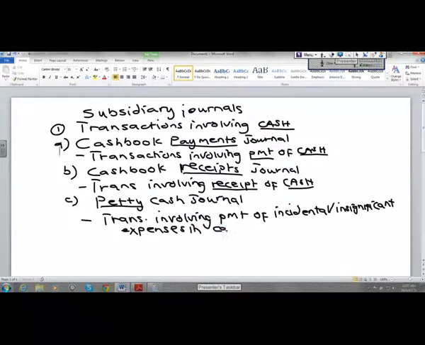All right, so this is our first category. Whenever you come across a cash transaction in the business, you must know that we can either use the Cashbook Payments Journal, Cashbook Receipts Journal, or Petty Cash Journal. So this is the first category. Remember, the keyword in the first category is cash. So let's move to the second category, which deals with something different to cash.